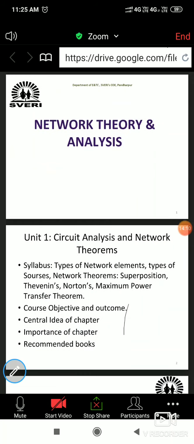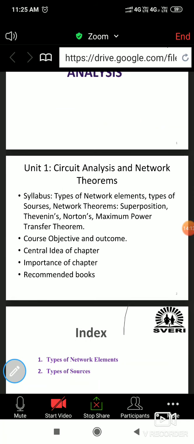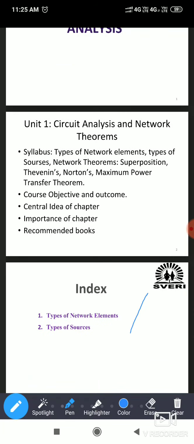If you are observing here, unit number 1, syllabus I will tell first of all. What is the syllabus here? Types of network elements, types of sources, then 4 network theorems are there: superposition theorem, Thevenin's theorem, Norton's theorem, and maximum power transfer theorem. These 4 theorems are there, and after that we have to solve problems based on this. The problems are again classified into 2 categories: one is DC based, and the second one is AC based.